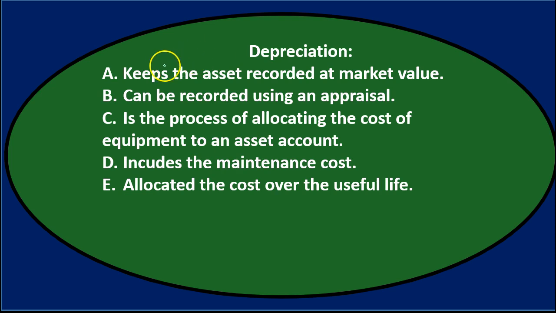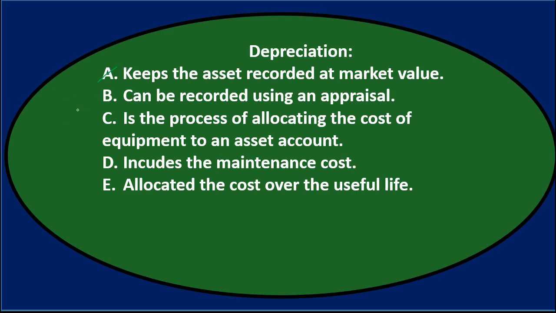So depreciation A keeps the asset recorded at market value. Now this is an important point because it's going to be asked in multiple choice questions multiple different ways, and it's important to know in general that we're going to be allocating the cost, not really keeping in alignment with the market value. Our estimate may not line up to the market value going forward as we allocate the cost out. The market value could even go up and we would be writing it down because we're allocating the cost to the useful life. So it's not going to be A.